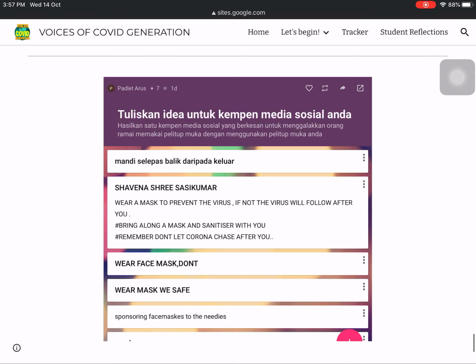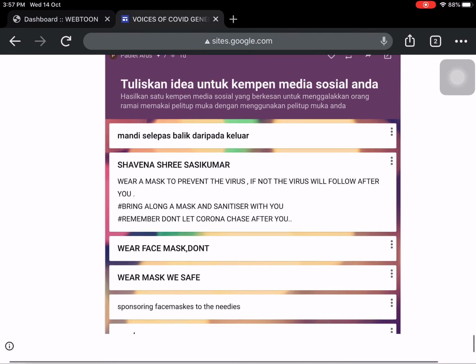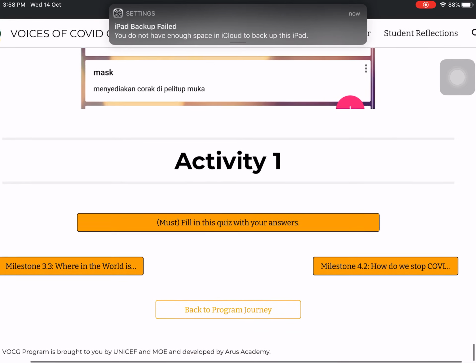Okay, so here they are saying create one social media campaign that is effective to encourage people to wear the face mask using your own face mask. Okay, here we have a few friends who have answered already. Thank you very much. Activity 1.